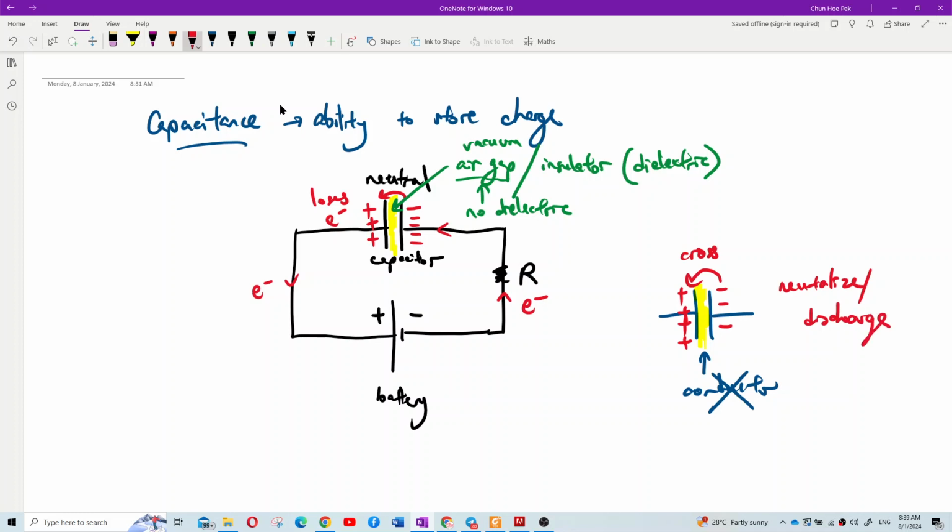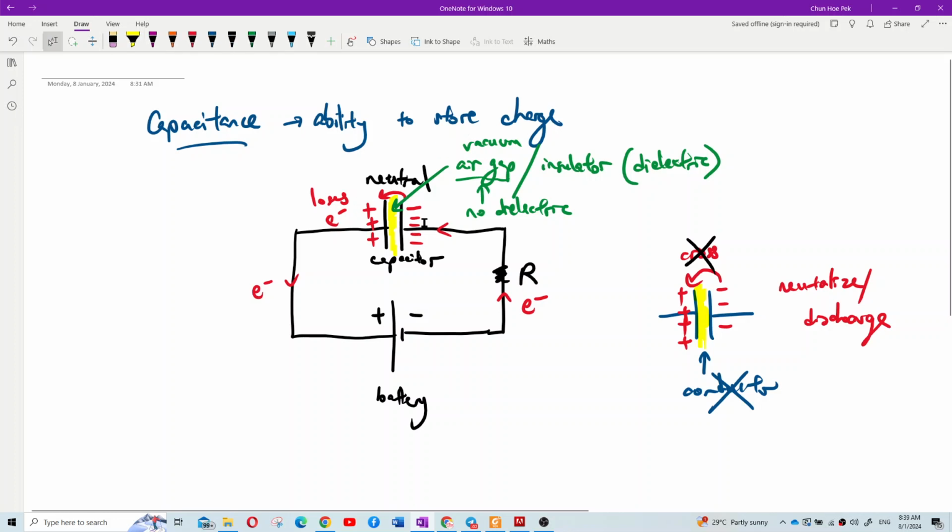We want it to store charge. We don't want it to discharge. If it is discharged already, it doesn't store any charge. So we purposely don't want the electron to cross over. We put an insulator in between so that the electron cannot cross over, so that the positive and negative plates can be built up. When the positive and negative plates are built up, it means charge is stored already. Understand?